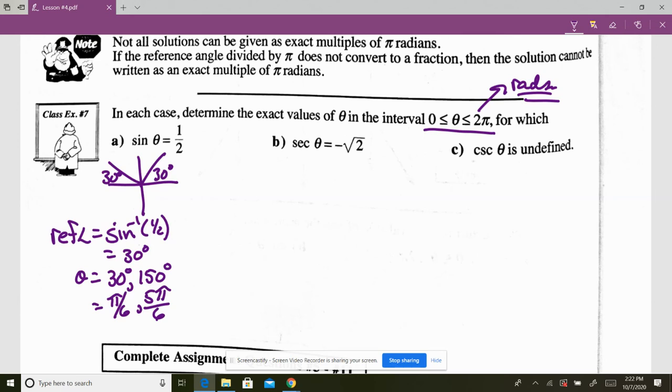All right. There's another one I wanted to do. Is that okay? All right, let's do one more.